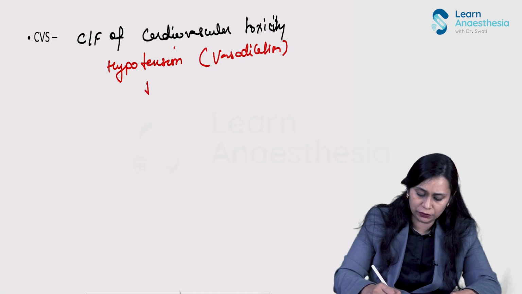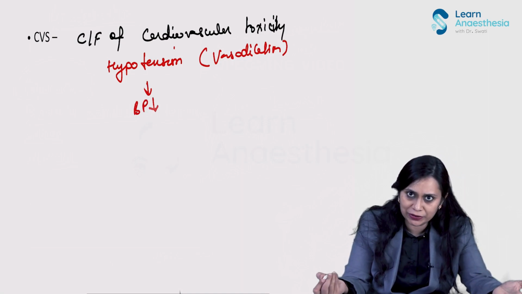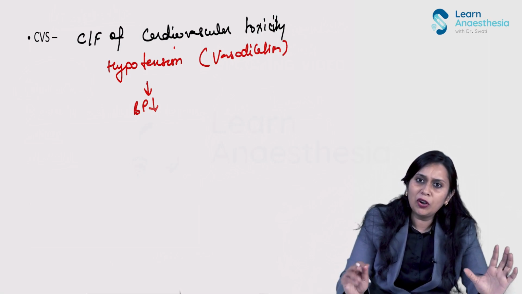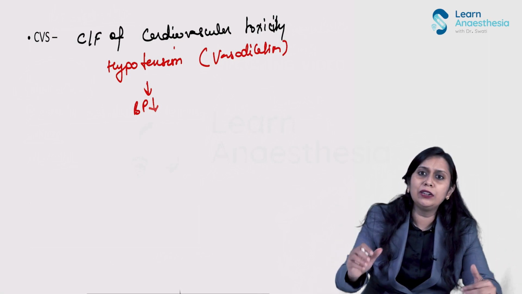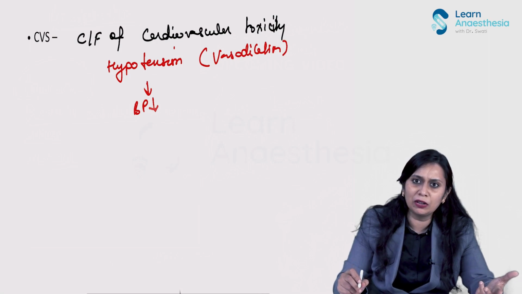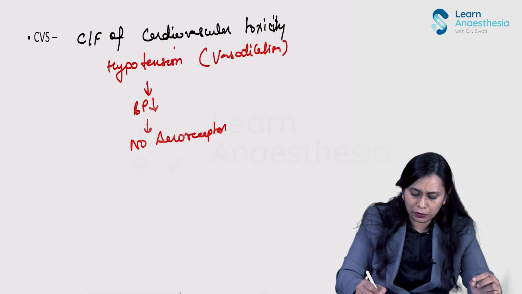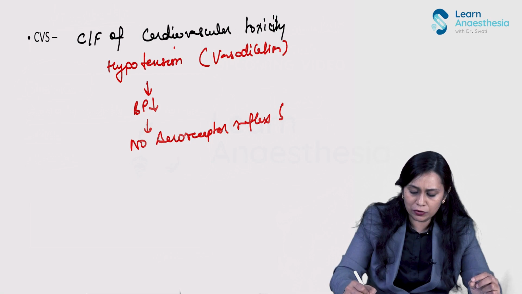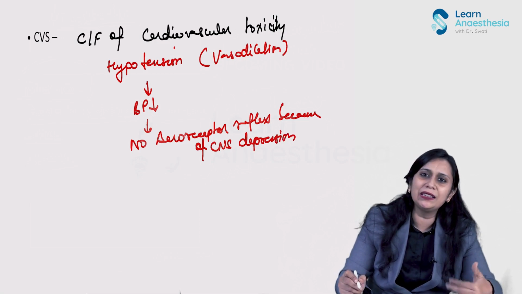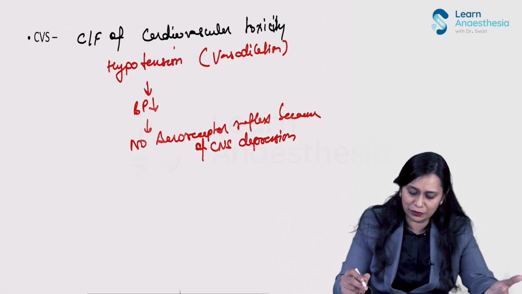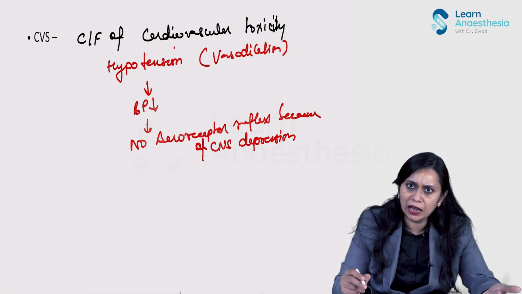Then what happens? Because of hypotension, the blood pressure is less. But because of CNS depression, the reflex sympathetic tachycardia does not happen. So, no baroreceptor reflex because of CNS depression, right? So, uncoupling of CNS and CVS happens. So, no baroreceptor reflex, more decrease in cardiac output.